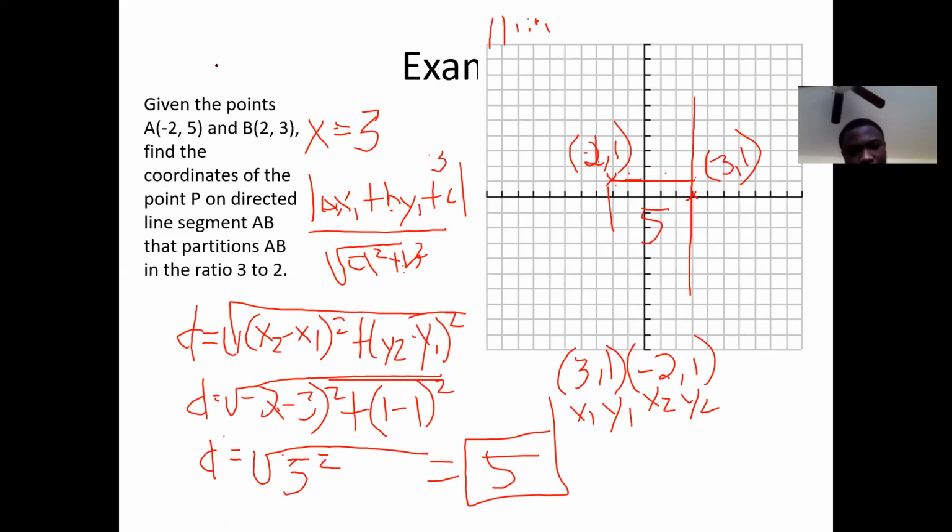Any other questions from anybody? To answer Carla, I think it was Carla, or Elise maybe, I will post the answer key. I'll do that here in just a minute. But do y'all have any other questions on what we learned today? Partitioning a segment, partitioning a line on a graph?